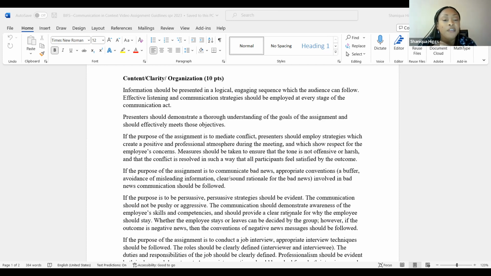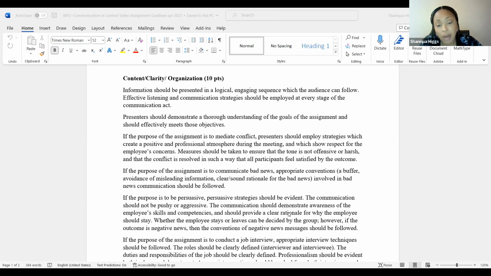So it shouldn't dissolve into a rowing or screaming match, and there should definitely be some resolution at the end, right? If your assignment requires you to communicate bad news, then you need to use the appropriate conventions. Be positive, include a buffer, just kind of soften the bad news. Don't give bad information or misleading information. Have evidence. If you say this person is not doing X, Y, or Z, invent days and times that you can basically show them or point out where they've fallen short and provide a clear rationale, right? So reasons, support.